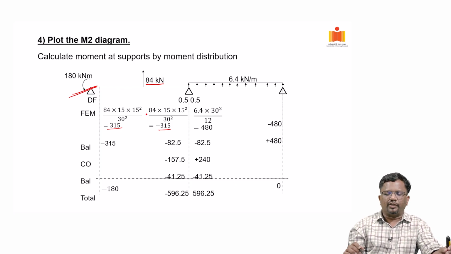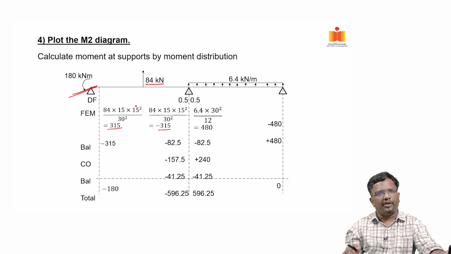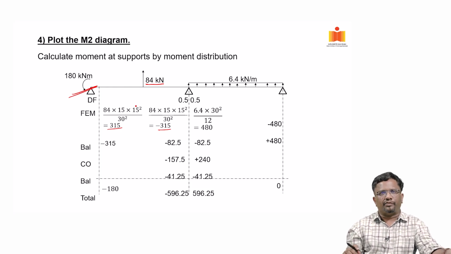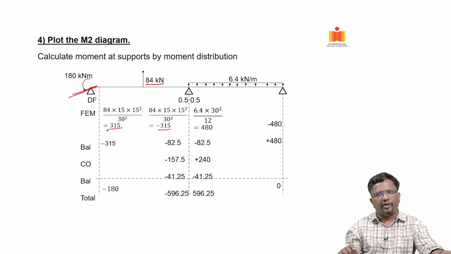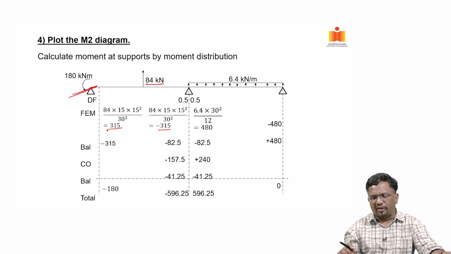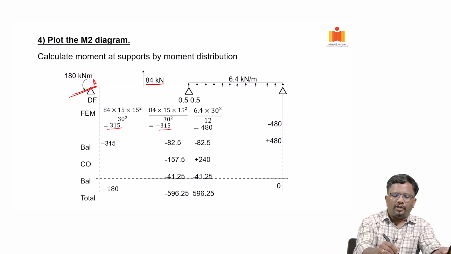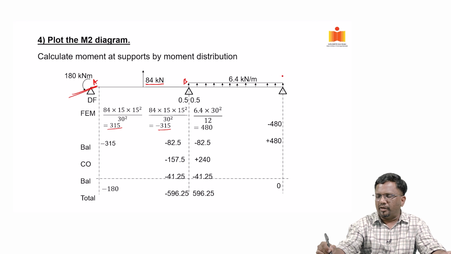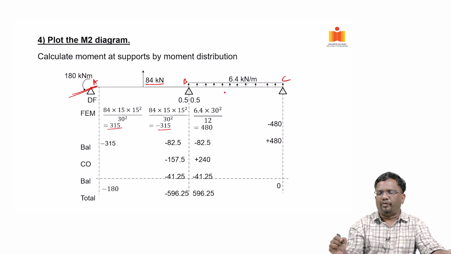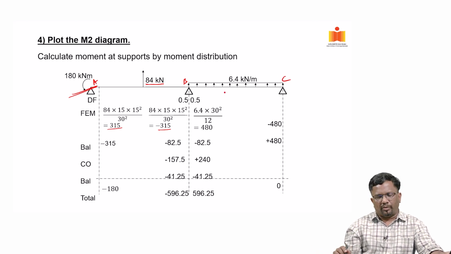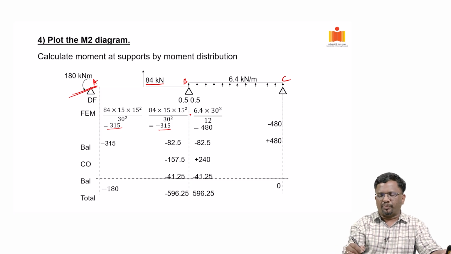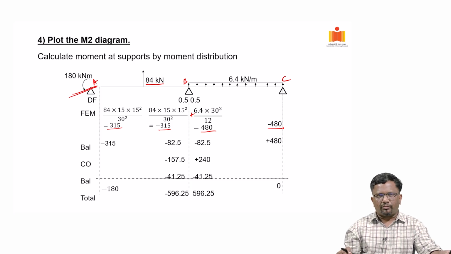So, here everything is symmetric. A and B are 15, 15. So, 84 into 15 into 15 square by 30 square. So, at the left support I am going to have plus 315 and at the right minus 315 kilonewton meter. Similarly, for the span, this is A, this is B and this is C, right. For BC my load is WL square by 12, which is plus, and this is minus, which is 480 and minus 480. These are the fixed end moments, right.